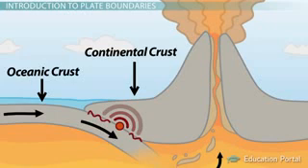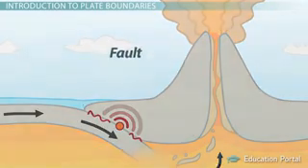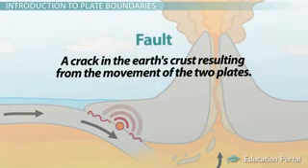The boundary where two separate plates meet is where all the action occurs and is called a fault. A fault is a crack in the Earth's crust resulting from the movement of the two plates.